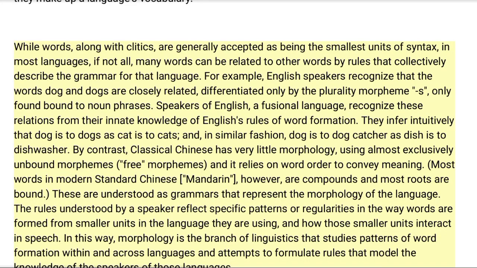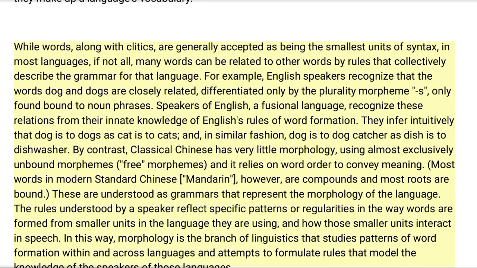While words, along with clitics, are generally accepted as being the smallest units of syntax, in most languages, if not all, many words can be related to other words by rules that collectively describe the grammar for that language. For example, English speakers recognize that the words dog and dogs are closely related, differentiated only by the plurality morpheme, s, only found bound to noun phrases.